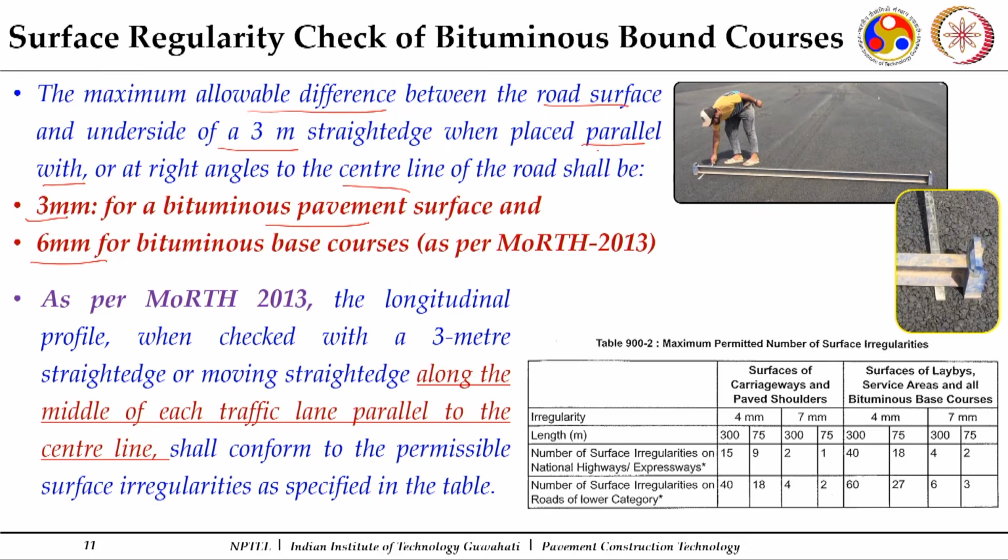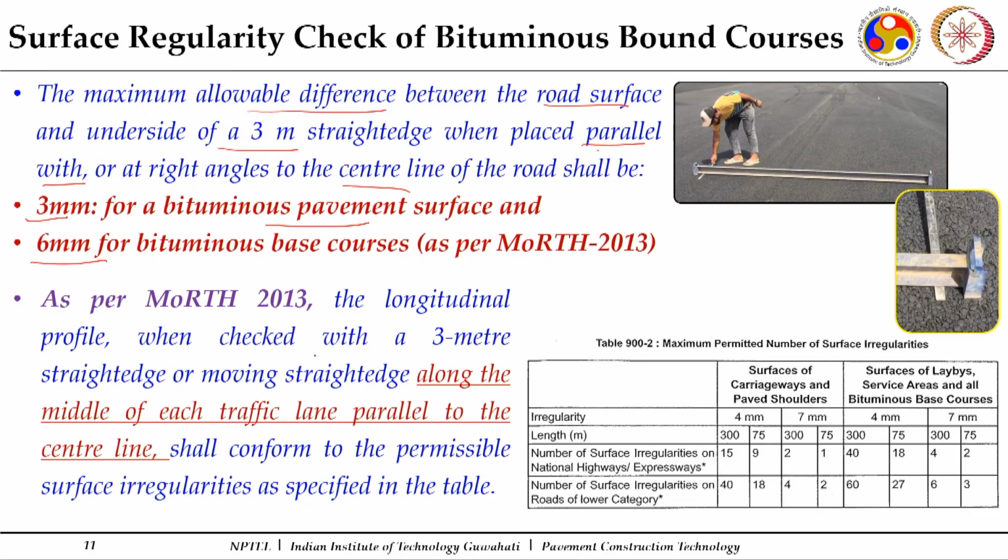So, again this is very close to what we have from IRC 111, and as per MORTH 2013, the longitudinal profile is checked with a 3 meter straight edge or a moving straight edge along the middle of each traffic lane. This is highly specified because now you have constructed the wearing course. So, we prefer that it be checked along the center line, the middle of each traffic lane, and shall conform to the permissible surface irregularities. So, finally, when the wearing course or carriageway is there, it specifies the irregularity.